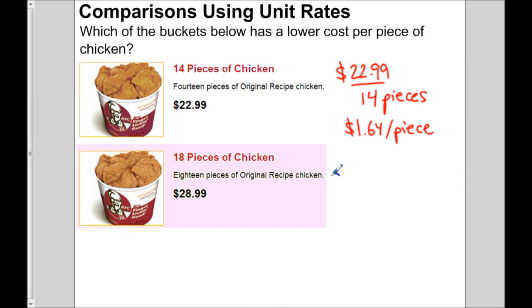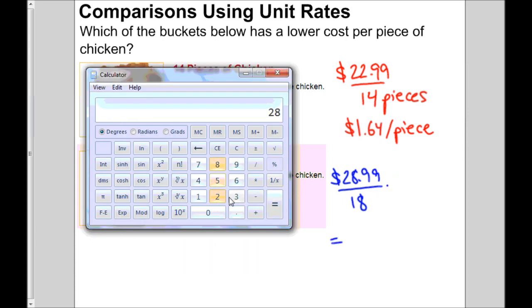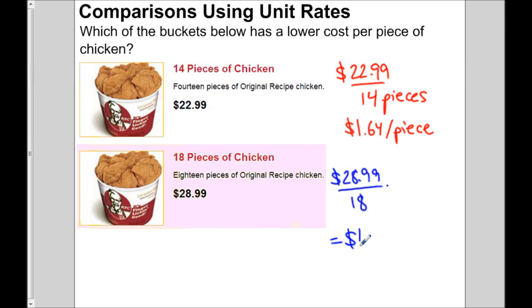So that's $28.99. We're going to divide that by 18 pieces, and let's figure out what that'll be. So $28.99 divided by 18. So that's 1.61, right? Oh, this should be pieces. So that's $1.61 per piece.